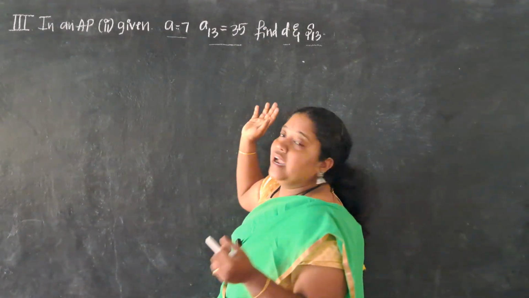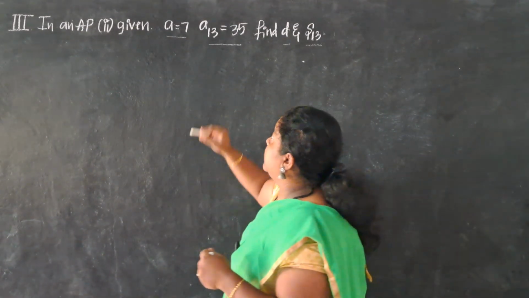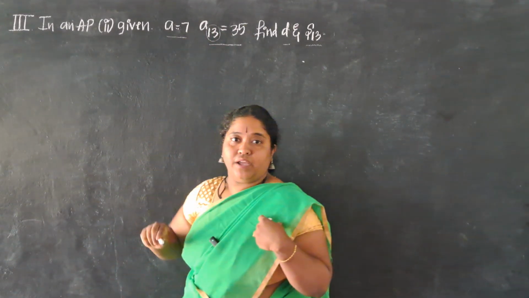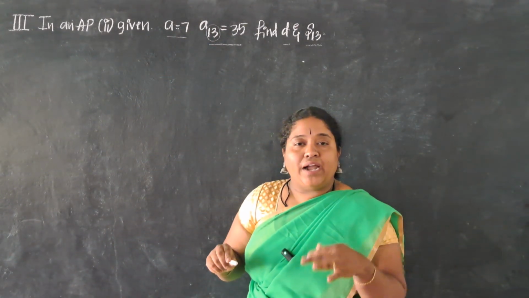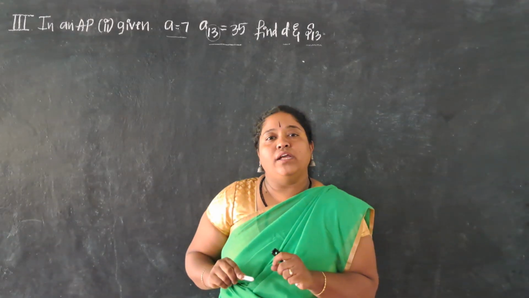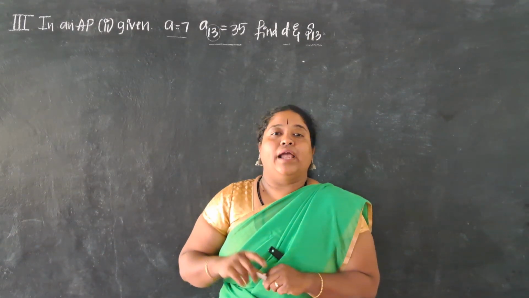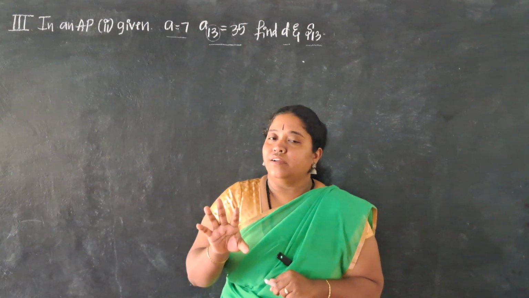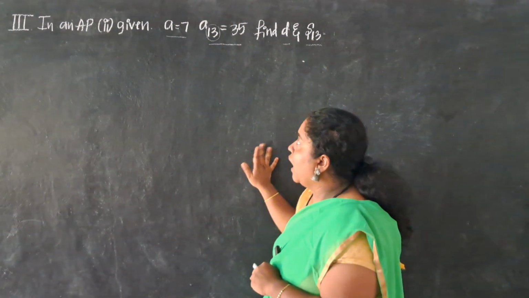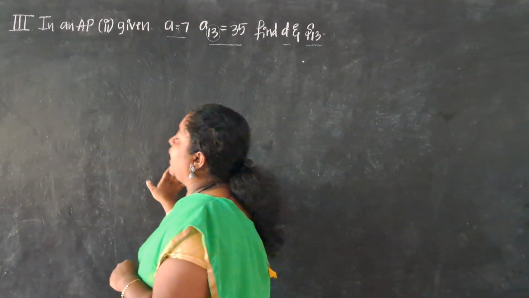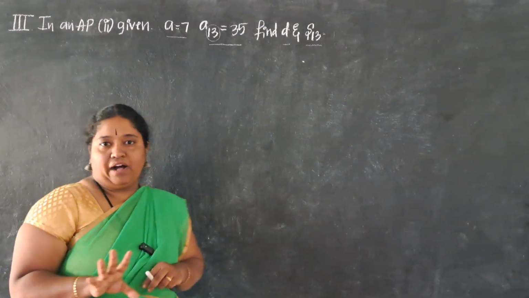How can I calculate? Dear, unknowingly you just see here they have provided you the n value also. Understanding? They have provided a13, which intends to say what, dear? The 13th term has been provided. So the n value is nothing but how much you got? 13. Okay, now look at the board. Very easy one actually. See, a is provided. a13 is equal to 35.